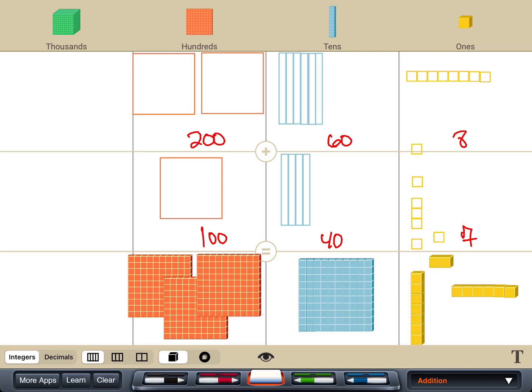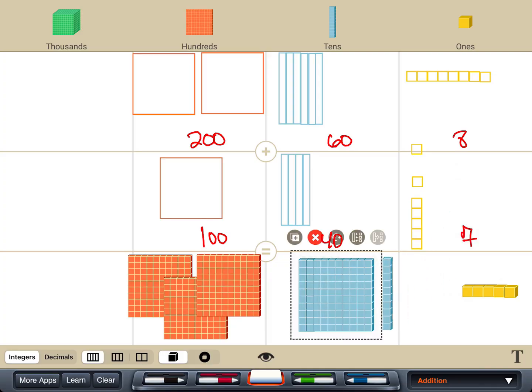So let's start with the ones place. We have 15 ones, so we have 1 ten and 5 ones. So we're going to trade 10 of those ones for 1 ten rod. Now add that extra ten rod to your tens group. Now we're going to check in with the tens. We had 10 rods plus 1 more we just added, which means we have 11 tens, or 11 rods.